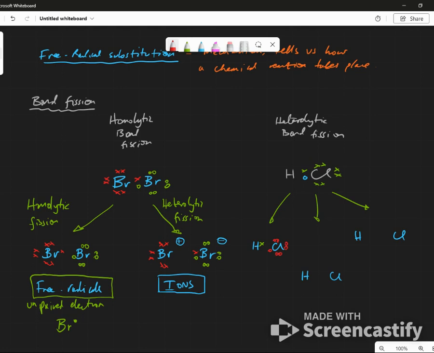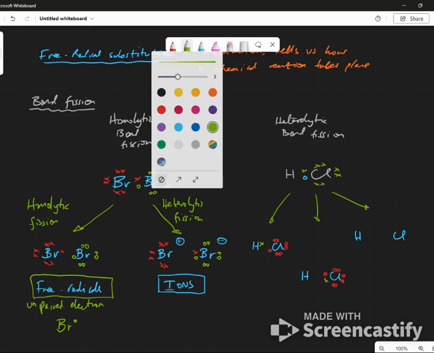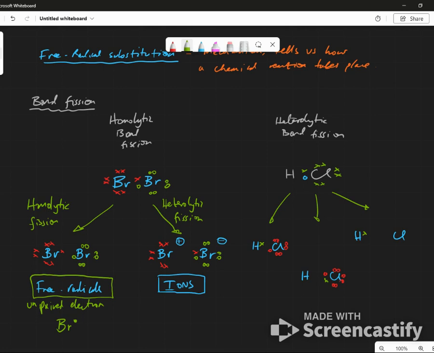One way, another way I should say, you get heterolytic fission. And the last way, you also get heterolytic fission. Okay, 1, 2, 3, 4, 5, 6. Now obviously this first one is homolytic, and these other 2 are heterolytic.